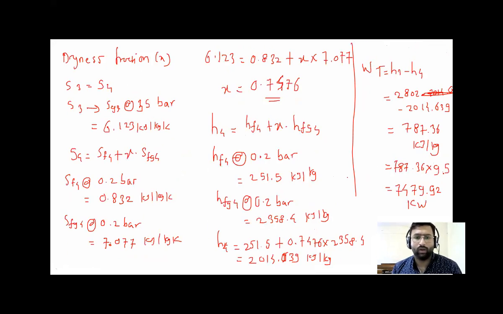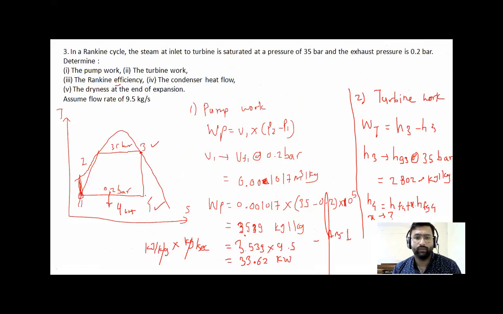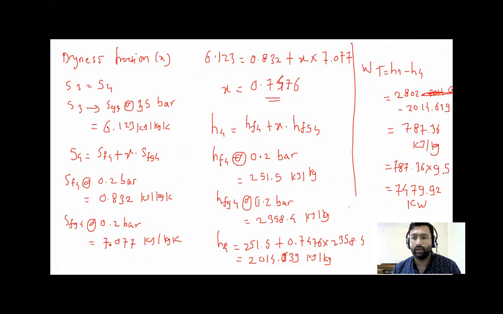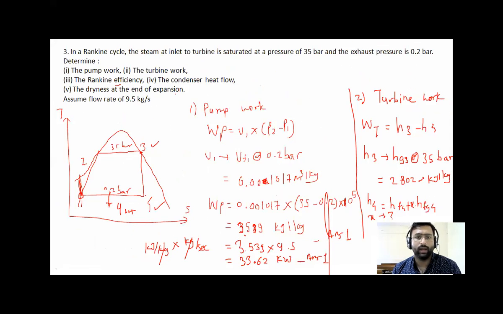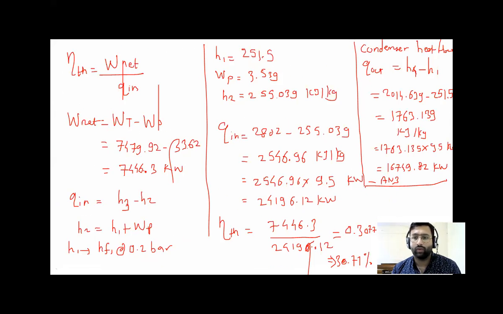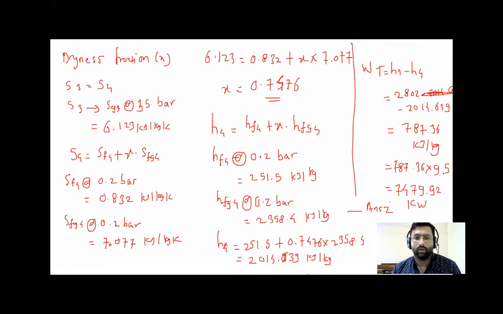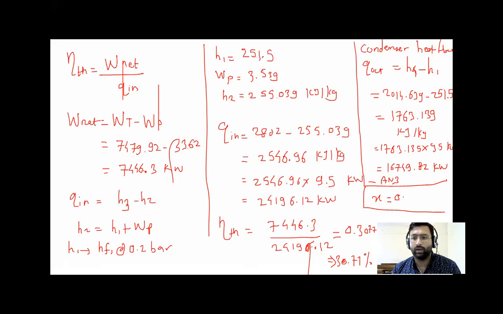So we have calculated all the answers. First one is here itself, answer number 1. Then we have calculated turbine work, so this is answer number 2. Third is calculation of Q out, so this is answer number 3. Fourth, they have asked the dryness at the end of expansion, that is X value. X we have calculated as 0.7476. So this is answer number 4.